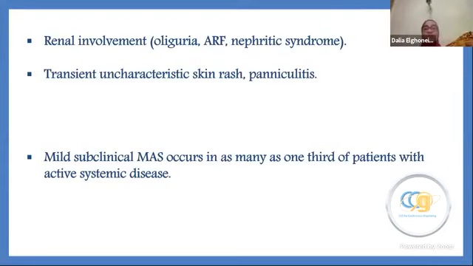There may be a transient uncharacteristic skin rash and maybe panniculitis. We have to know that these patients are at risk for mild subclinical MAS, which can occur in one third of patients with active systemic disease. How can we detect this? If a patient with systemic JIA or an active rheumatic disorder maintains his clinical presentation of the underlying disease with no change in clinical features, but when you follow up his labs you find his platelets were like 700,000 and then dropped to 400,000, and still he is suffering from activity, there is no control of his underlying disease. This means the drop in platelet count is not related to control of the disease, but to an underlying active process ending, perhaps, in macrophage activation syndrome.